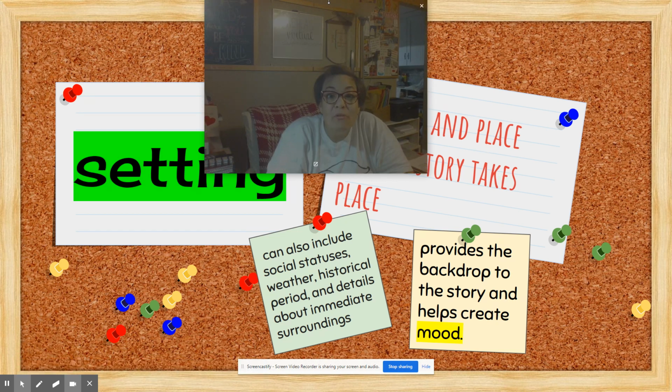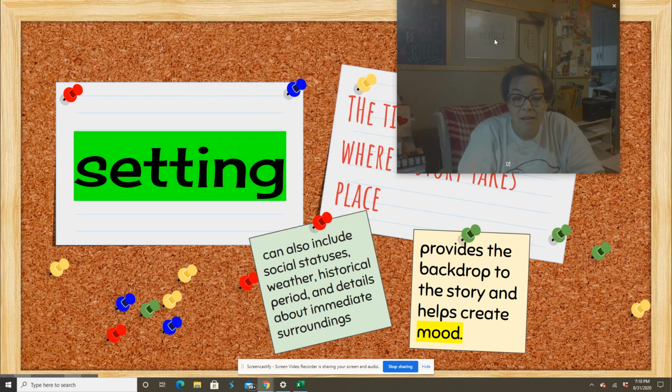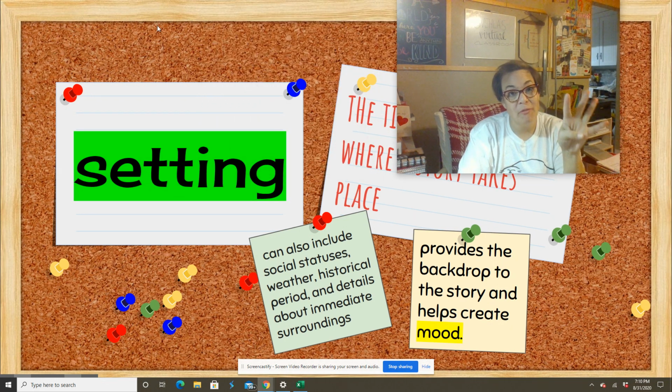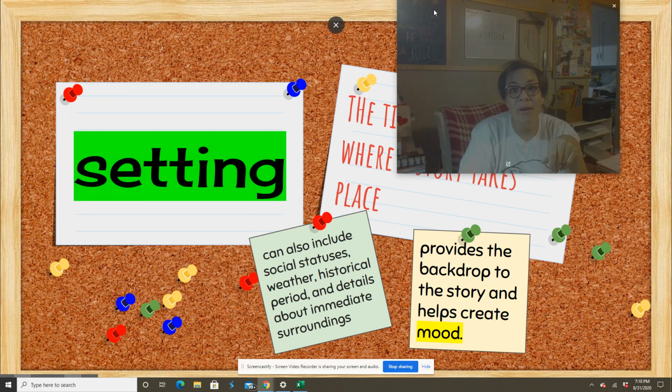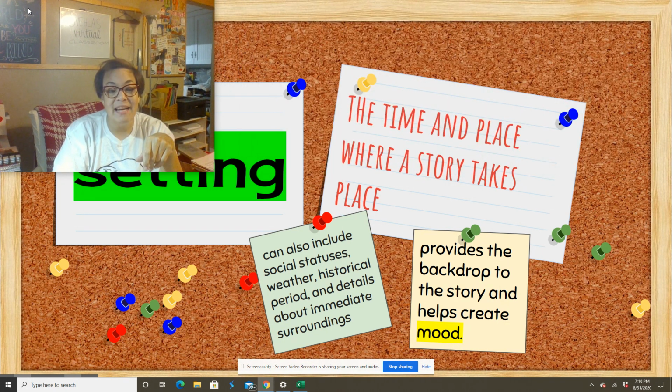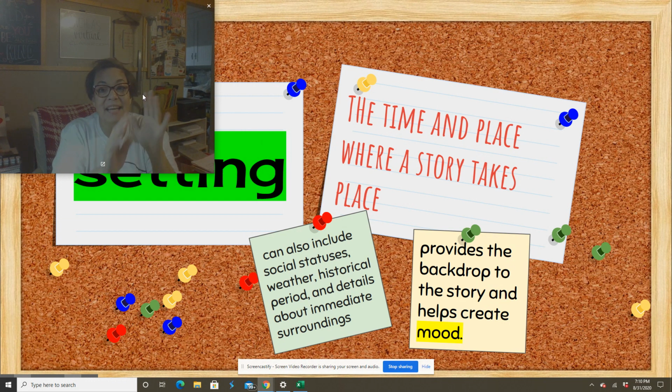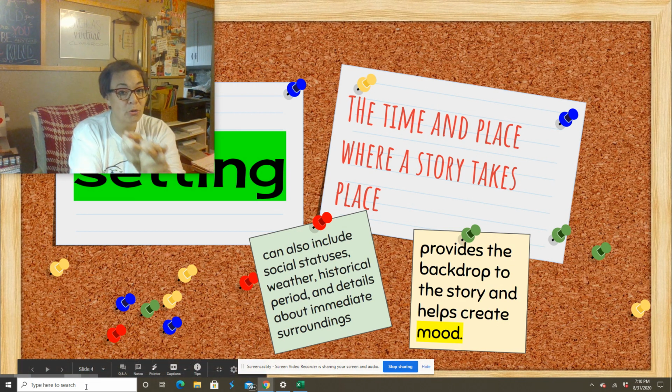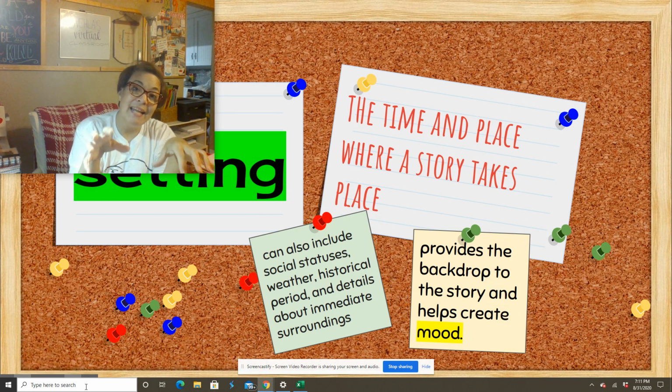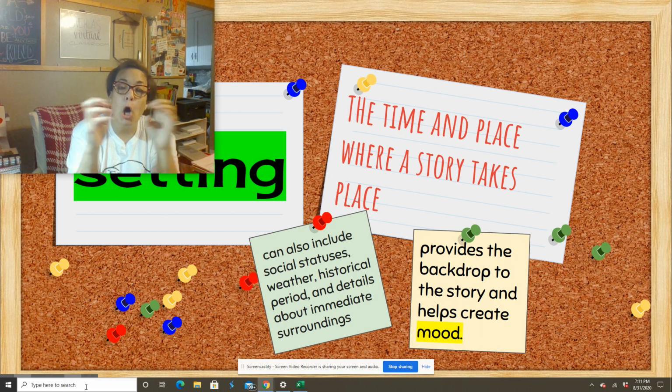Today we're going to go over the 4 parts of the Freytag's model, except this time we're going to talk about the 4 parts and give definitions to them, okay? So I've done this one for you guys already. It is setting. The setting is the time and place where a story takes place, but this can also include social statuses of characters, the weather, history, the historical period in which it takes place, details about the immediate surroundings. All of those things include the setting.